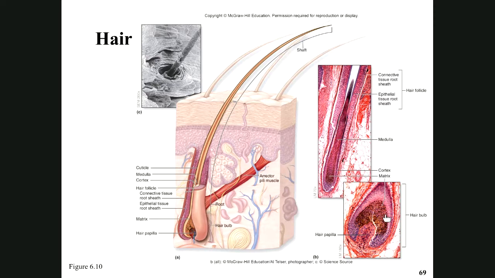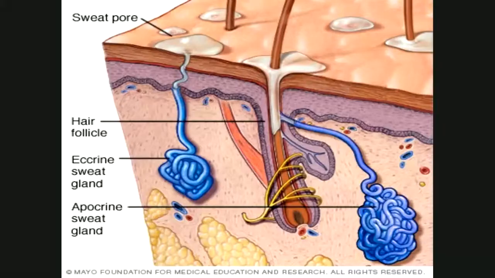The other derivative which we have for our skin is sweat glands. We have two types of sweat glands in our skin. One type is called merocrine sweat gland, and the other type is called apocrine sweat gland. The other name of merocrine is eccrine sweat gland, and this is the apocrine. In the chapter on glands, I talked about the differences between merocrine or eccrine secretion and apocrine secretion.